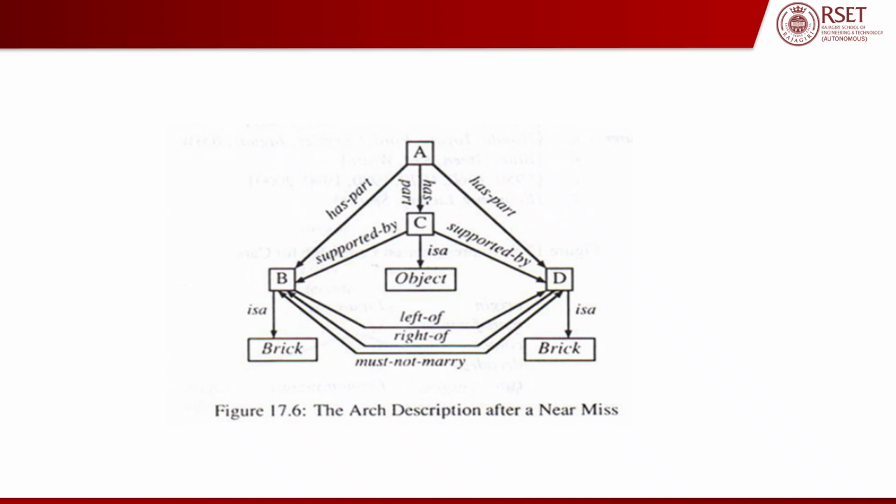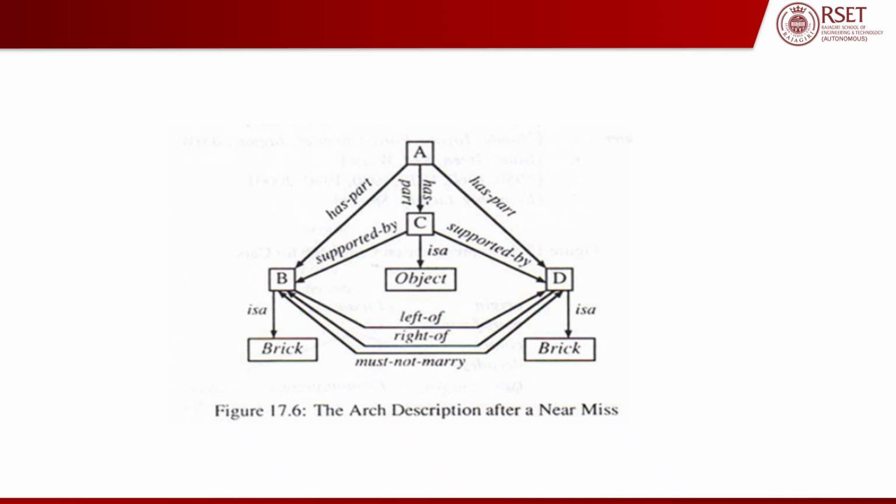So AI uses near misses to refine or improve its learned concept. For example, in this diagram also, as we saw in the previous structure, we have four nodes, that is A, B, C, D, and we have other elements like brick and object. Here also you have relations like has part, supported by, left of, right of, and is a. So what changed after the near miss? We can observe that a similar structure failed to be a proper arc.